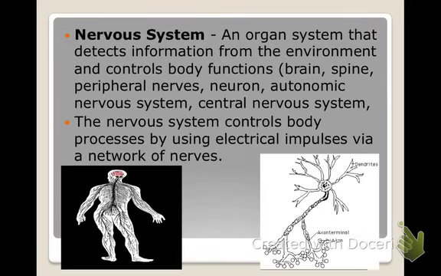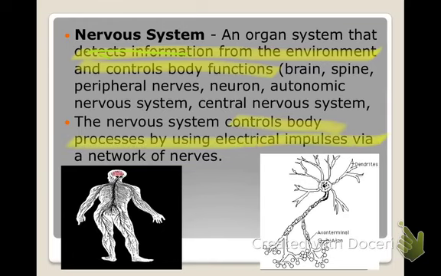All right, moving on to your nervous system. So your nervous system is an organ system that detects information from the environment and controls body functions. It includes the brain, the spine, your peripheral nerves, neurons, autonomic nervous system, and your central nervous system. Your nervous system's job is to control body processes by using electrical impulses via a network of nerves.